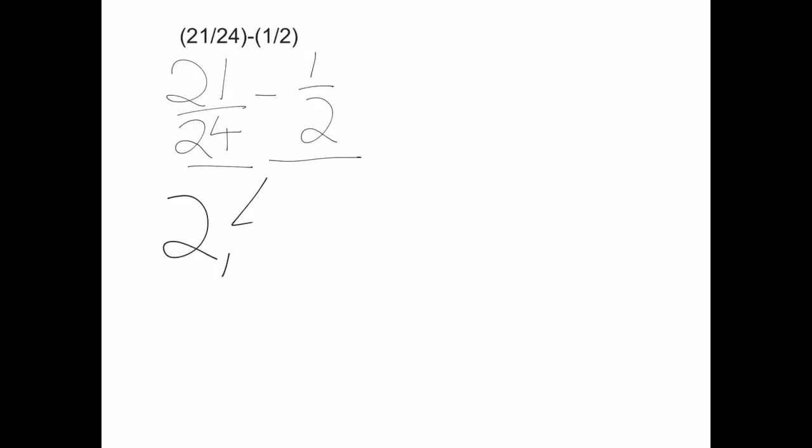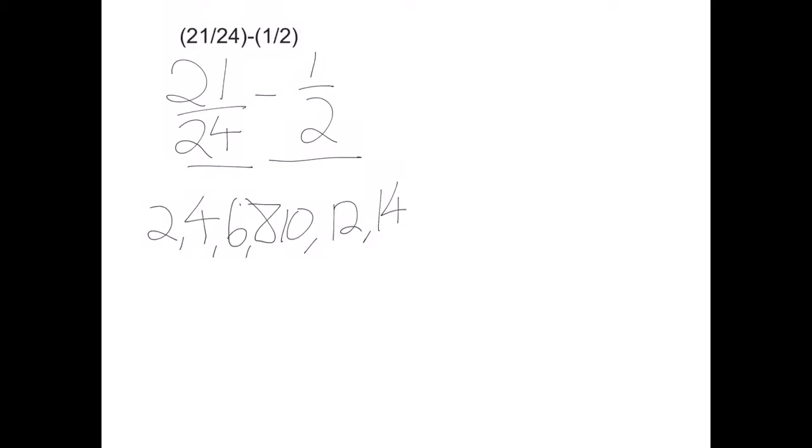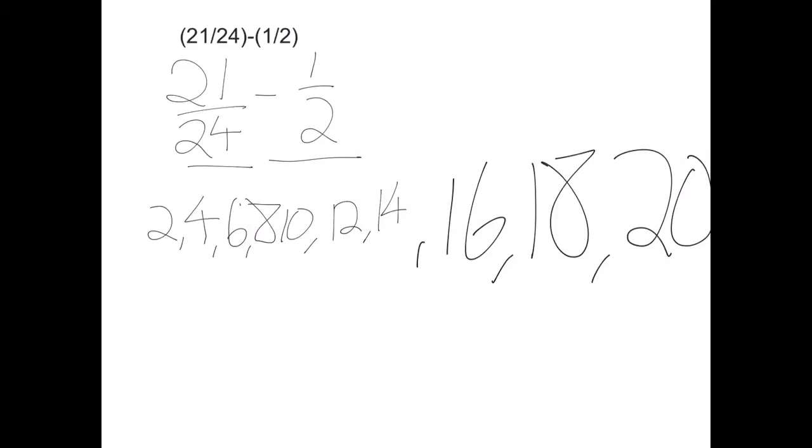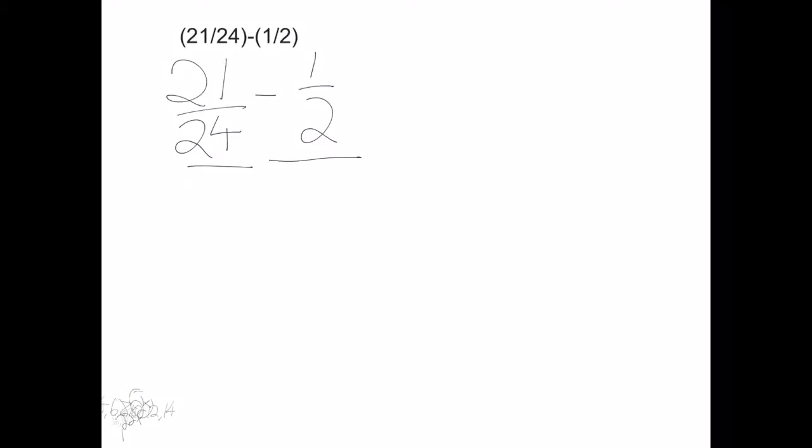2, 4, 6, 8, 10, 12, 14, 16, 18, 20, 22, and 24. Now 24 is a denominator of 21 over 24, so that must be our common denominator. So now what you may do is you have to get 1/2 and 2 into 24.